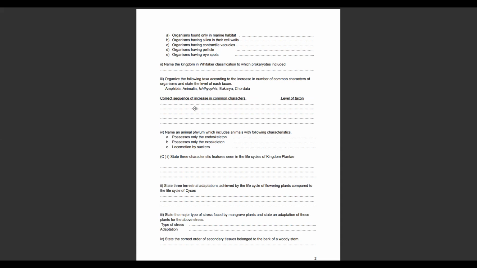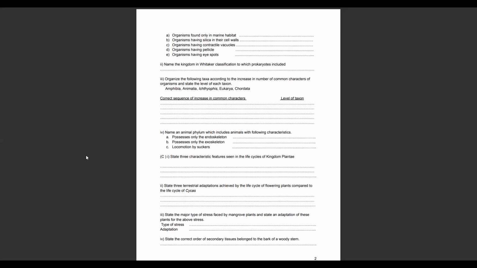Then, Roman number 3, state the major type of stress faced by mangrove plants and state an adaptation of these plants for the above stress. Type of stress is salt stress. Give 1 mark. Adaptation is presence of salt glands to excrete excess salt out of the plant across the leaf surface. 1 mark.